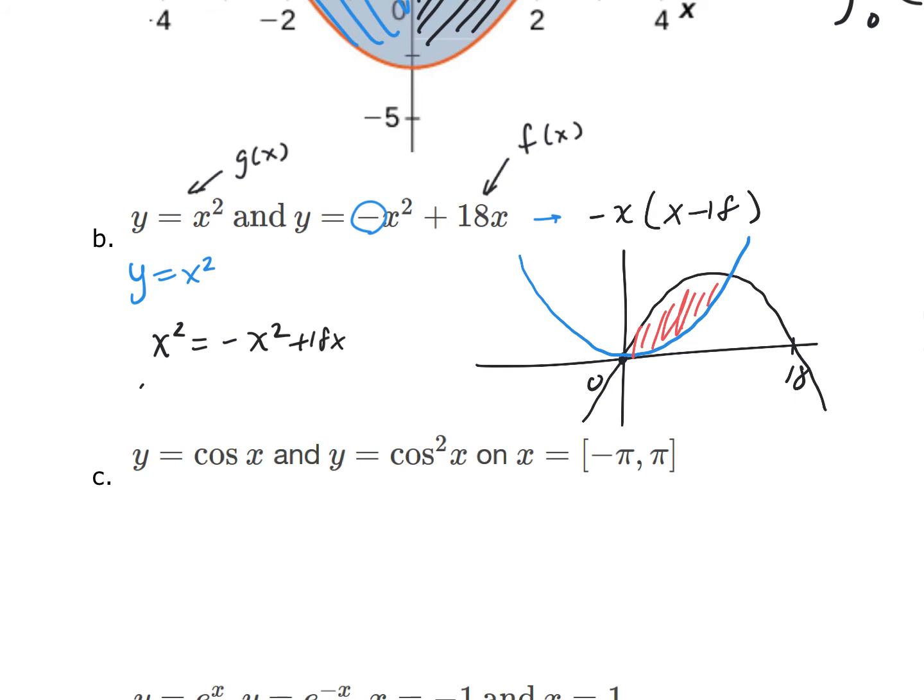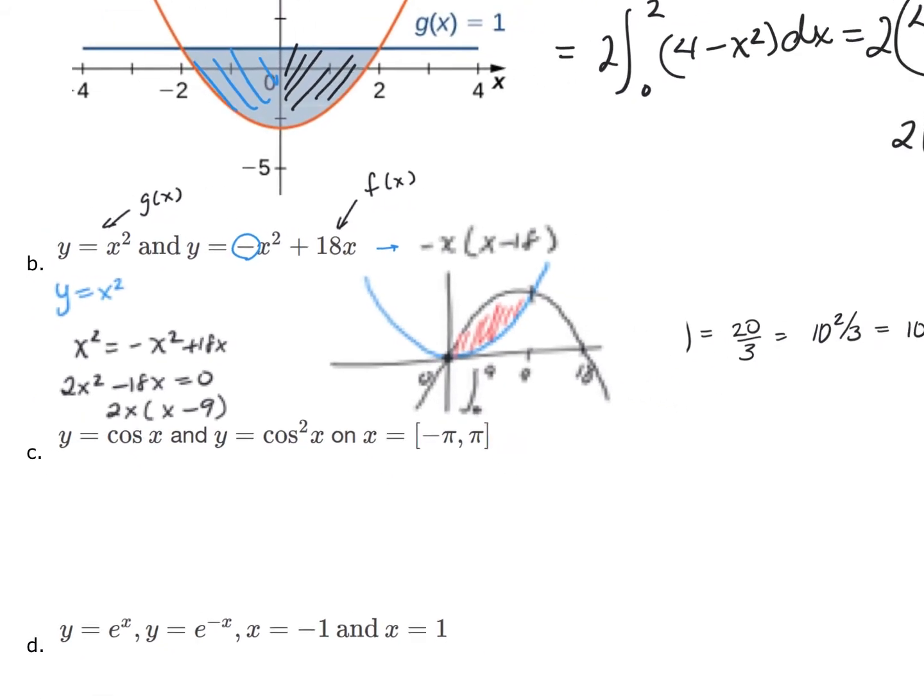Bring everything to the left, so I have 2x squared minus 18x is equal to 0. Factor out 2x, and I get x minus 9. And that kind of confirms that I'm going to be crossing here at 0, so that my lower bound is 0. My upper bound right here, where they cross, is at 9. So my upper bound is 9.